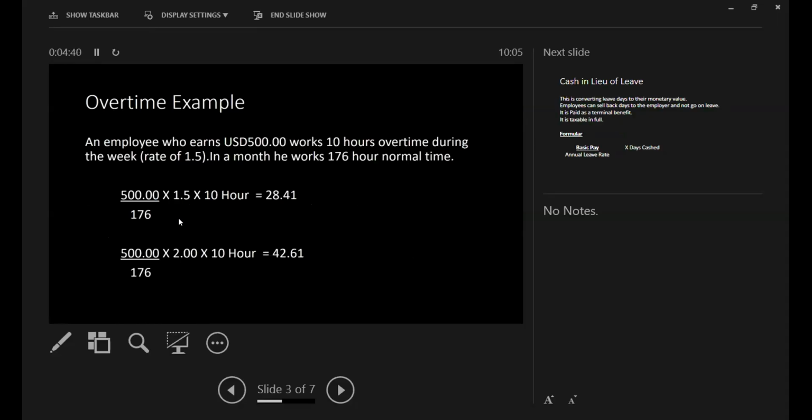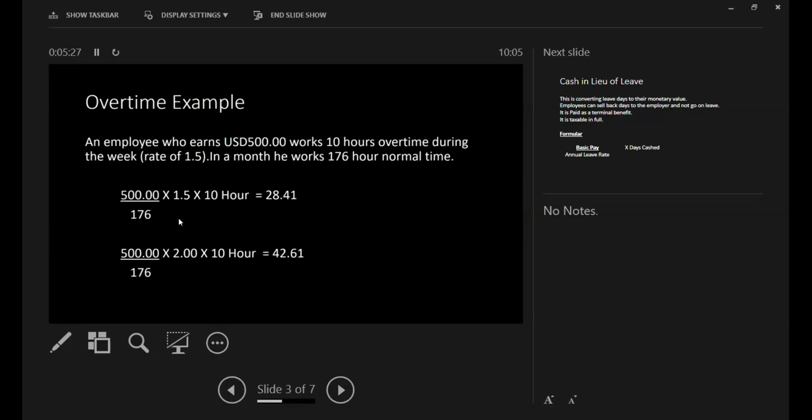Let's do an example together, shall we? A basic salary of $500 works 10 hours overtime during the week at the rate of 1.5, and in a month he works 176 hours normal time. The way you would calculate is you take your $500 divided by 176, which is the total number of hours the employee works in that month, multiplied by 1.5, which is the premium, multiplied by the number of hours he has worked, which is 10, which gives us a total of 28.41. That's the value of the overtime that will be paid to an employee. And remember, this is the value before tax.